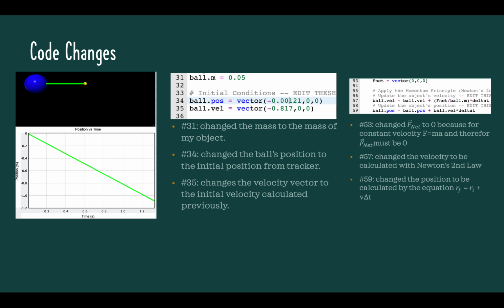Lastly, I changed the velocity to be calculated with Newton's second law as shown, and the position to be calculated with the equation final position equals initial position plus the velocity multiplied by time. The while loop was also changed so that the loop would only run for the amount of time that the ball rolled across the table.